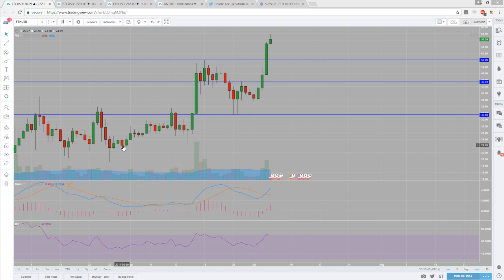TradingView.com is where I chart. That's the number one question I get. Where do I trade? I trade on GDAX, and I like how it allows me to do a lot of the things that I do and to be fluid and able to trade easily. And I use TradingView for charting.